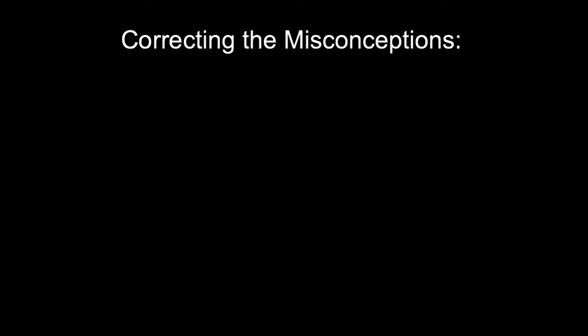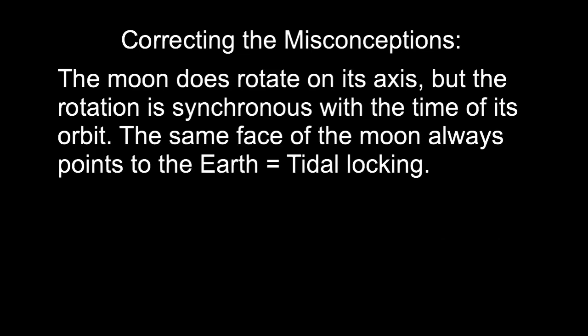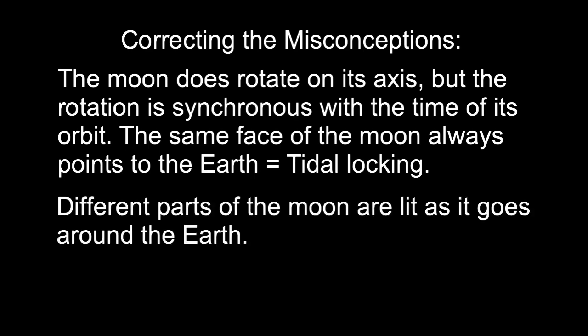Correcting the misconceptions. In reality, the moon is rotating on its axis, but the rotation is synchronous with its revolution around the Earth. This means that the same side of the moon is always facing toward the Earth as it travels. This is why we refer to the moon as being tidally locked, and we will never be able to view the far side of the moon from the Earth. As previously stated, different parts of the moon are lit as it travels on its orbit. This should be explicitly explained to the students to help them not develop the two misconceptions previously stated.